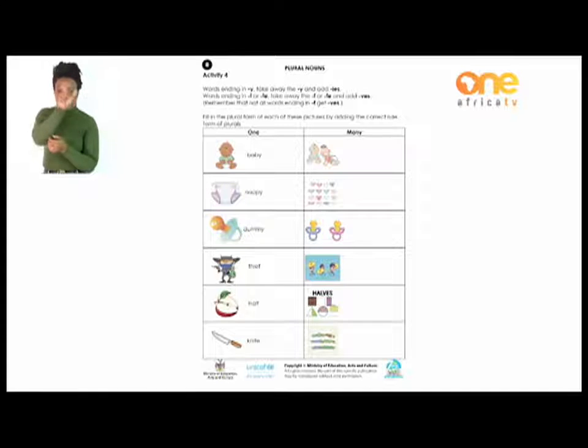Fill in the plural form of each of these pictures by adding the correct rule form of plurals. We have got a baby there, and we are being shown the pictures of 2 babies. So in other words, baby becomes babies. We are following the Y rule, where we are throwing the Y and replace with IES. We are having the thief there, and there are now many. How do you pluralize it? The F or FE rule, where you are throwing the F or FE and replace with the VES.